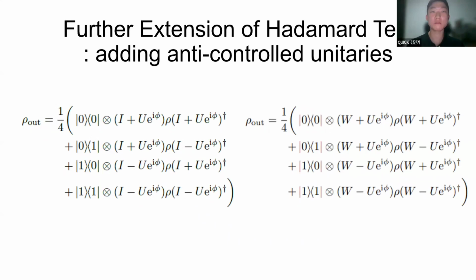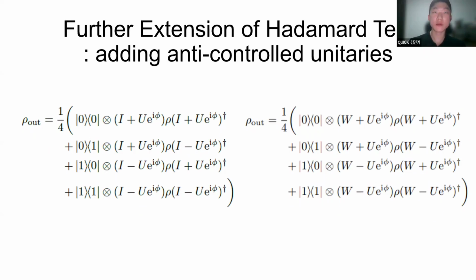This is a comparison of the formula of rho out without the W component. You can see on the left, and this is the formula of rho out with the W component added. You can see arbitrary gate W is replacing the identity gate I. In this way, we can modify the Hadamard test further only by adding one gate, being able to extract more information from one single test.